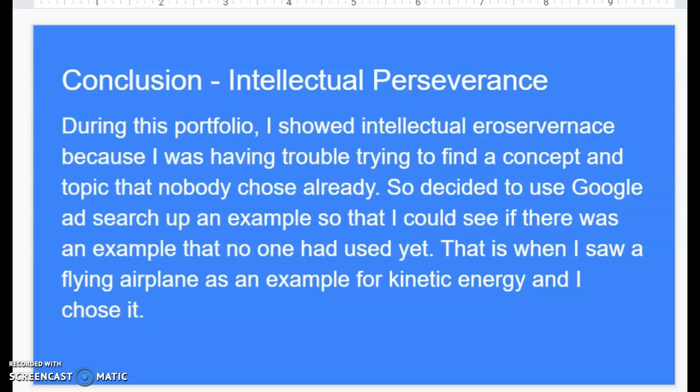So after a while, I just went and searched on Google to find a concept, and after scrolling through a bit and checking to see if anyone else had put it, I saw a flying airplane, and I chose it because that's something that I've experienced, and it's also something that I didn't see anyone else have. So this is the end of my presentation, and thank you for listening.